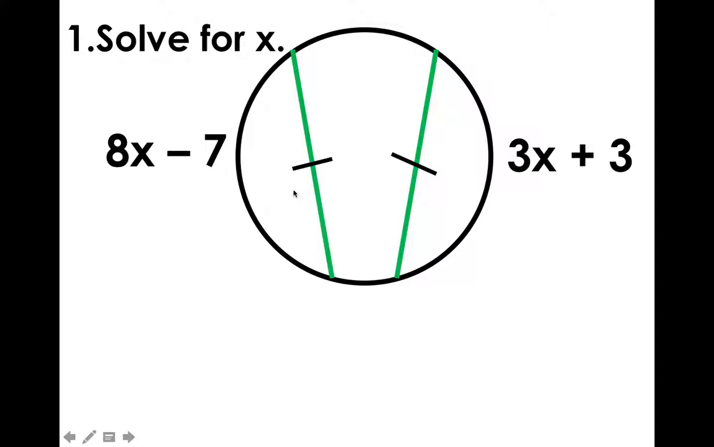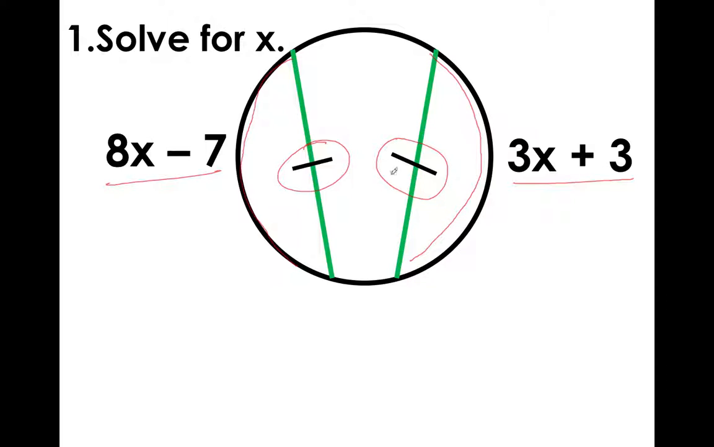Okay, now if you notice in number 1, it tells us that we've got two chords that are in the circle. It also shows us that these two chords are congruent to one another because they have tick marks. And remember, in first semester, we said that these tick marks tell us when things are the same length. So since these chords are the same length, then that also means that these two arcs are the same length.